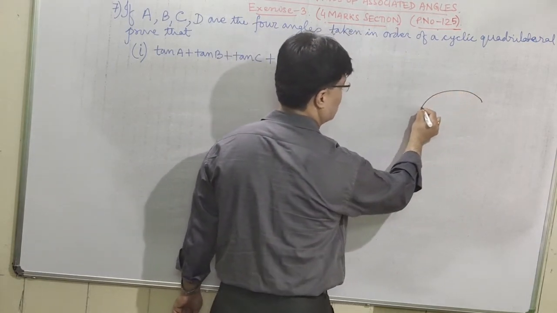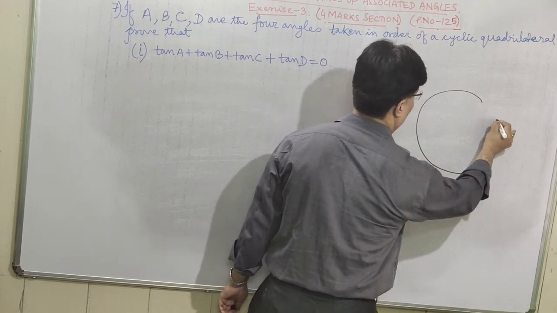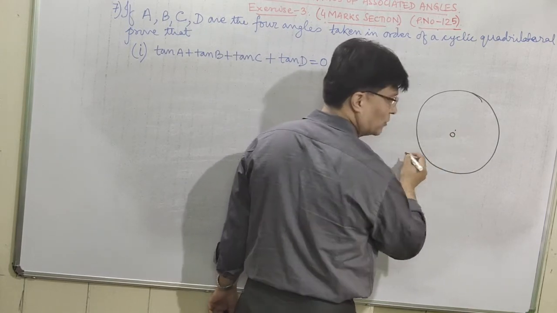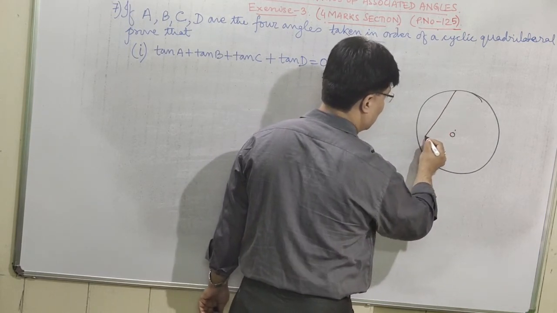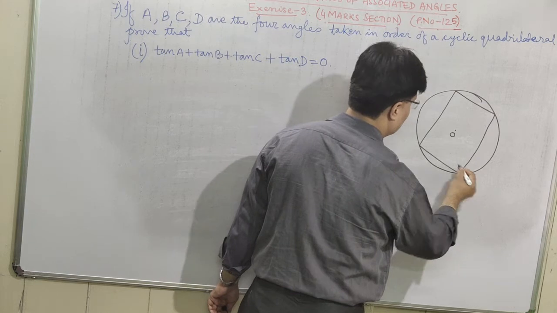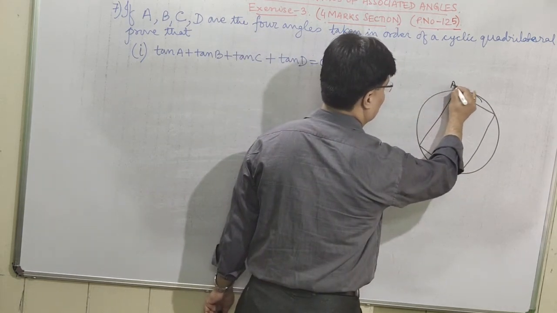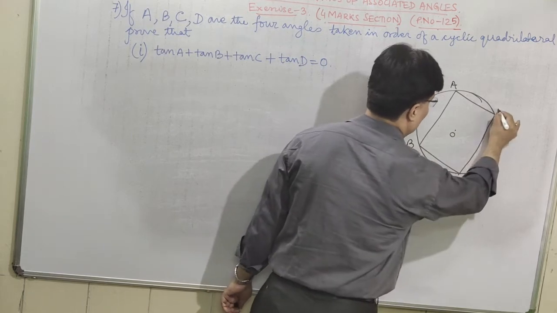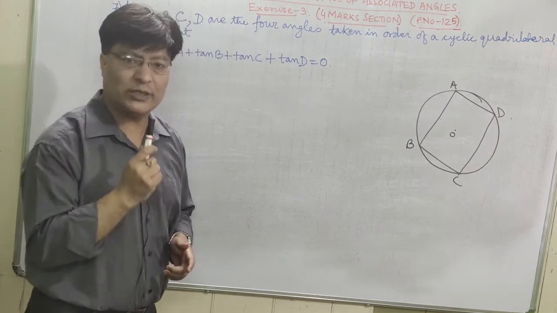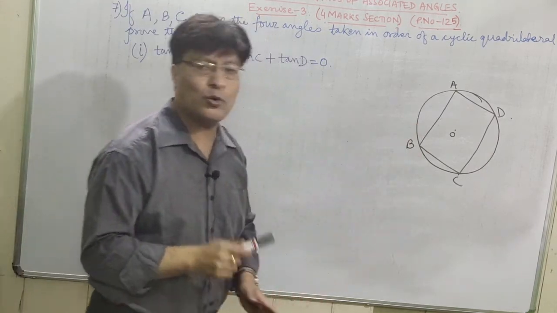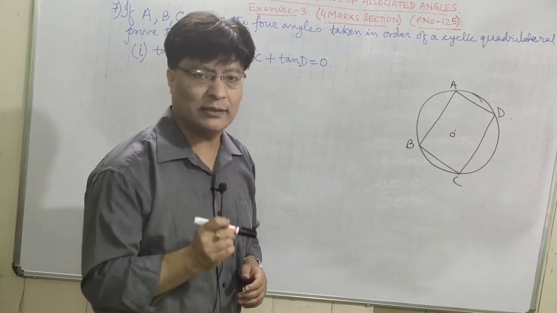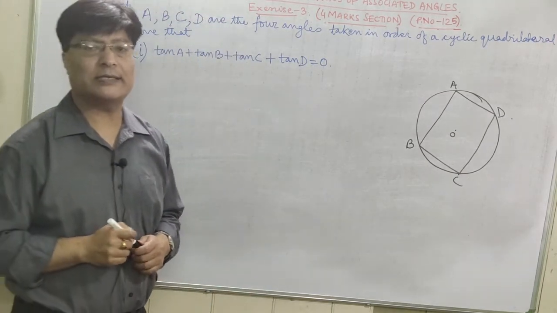You draw a circle first. You draw a circle with the center O. This is the center O. And you draw the quadrilateral inside this circle. Suppose the quadrilateral A, B, C, D taken in order is a cyclic quadrilateral. That is, the quadrilateral ABCD, which is inscribed in a circle with the center O, is known as a cyclic quadrilateral. And you know that in case of a cyclic quadrilateral, the opposite angles are supplementary.